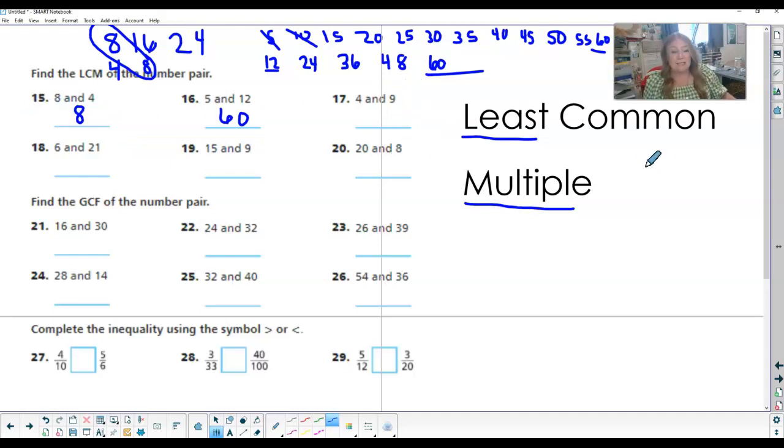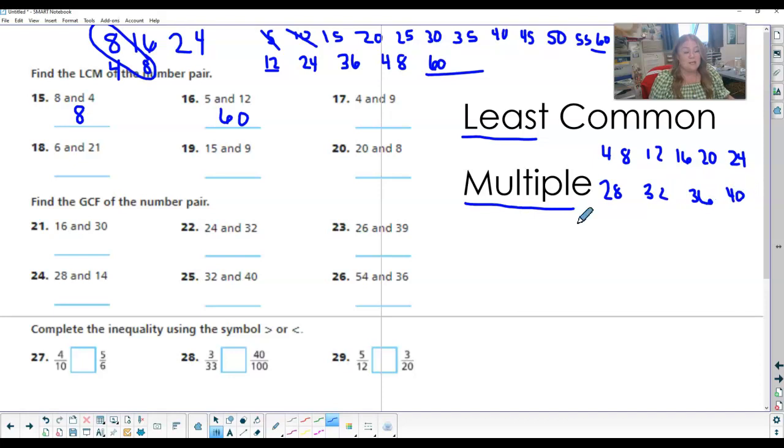So let's try 4 and 9 here. So we've got 4, 8. I know it can't be though because it has to be at least 9. 4, 8, 12, 16, 20, 24, 28, 32, 36, 40. So I start listing 9s: 9, 18, nothing yet. 27, ooh, close, nope. 36, there we go, 36. So I want you to try these next 3 on your own and find the smallest number that they have in common.